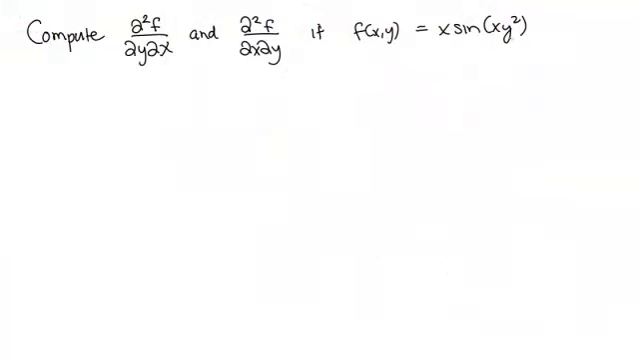Let's compute del squared f del y del x and del squared f del x del y if f of xy is equal to x sine of xy squared. So how do we interpret a symbol like this?